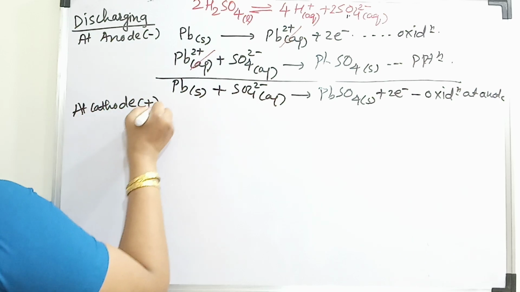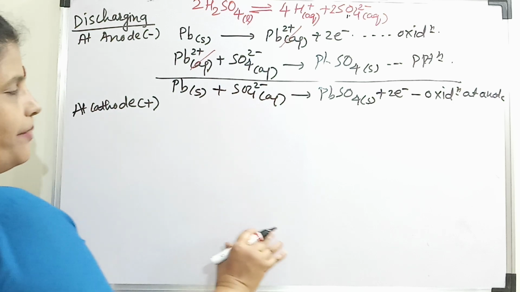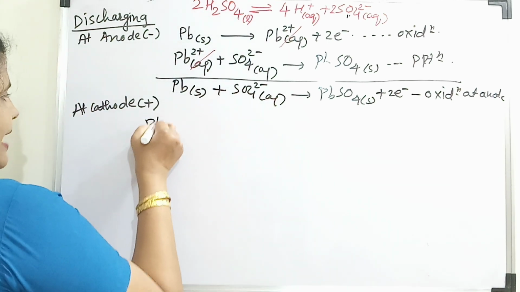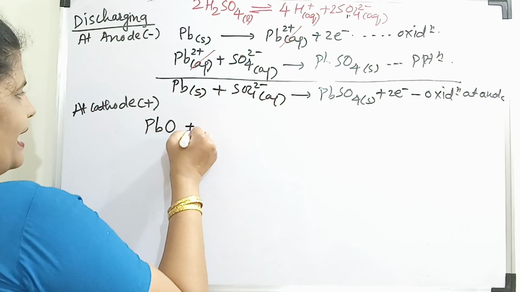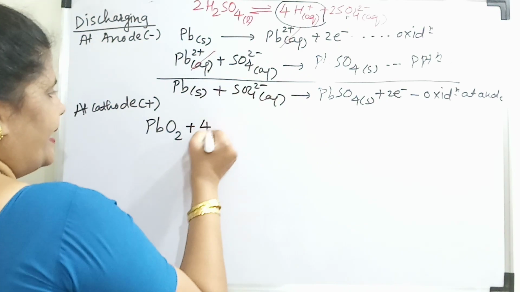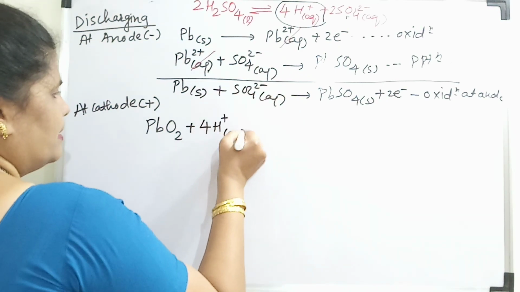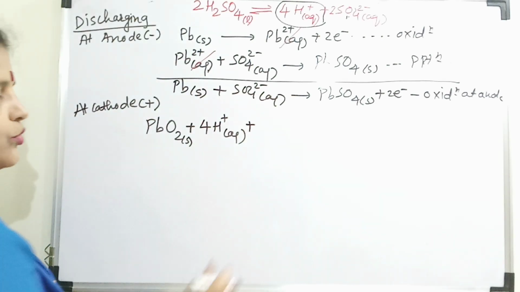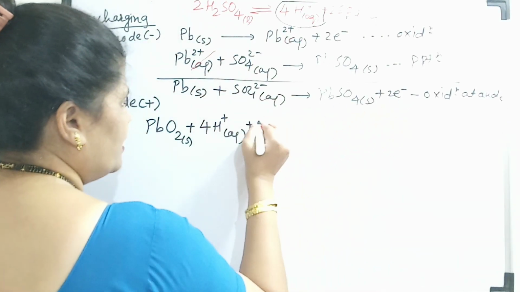At cathode, what is the polarity? Positive. What are the lead plates packed with? PbO2. So at cathode, the first reaction will be PbO2 plus all the 4H+ from here, they will get added. This is a reduction reaction taking place at cathode, so it must gain the 2 electrons lost here.